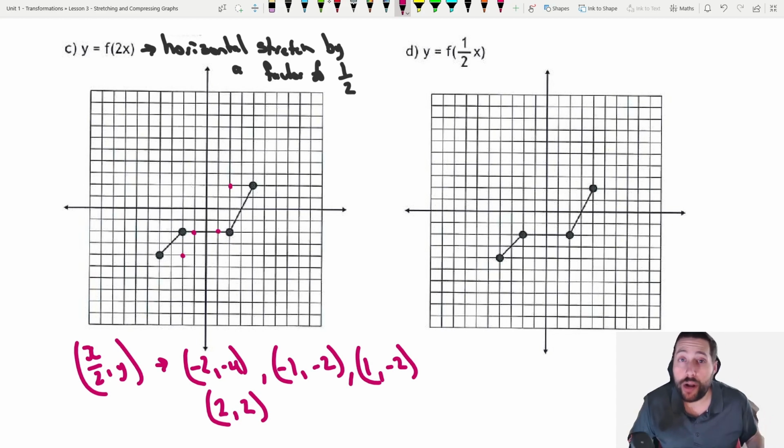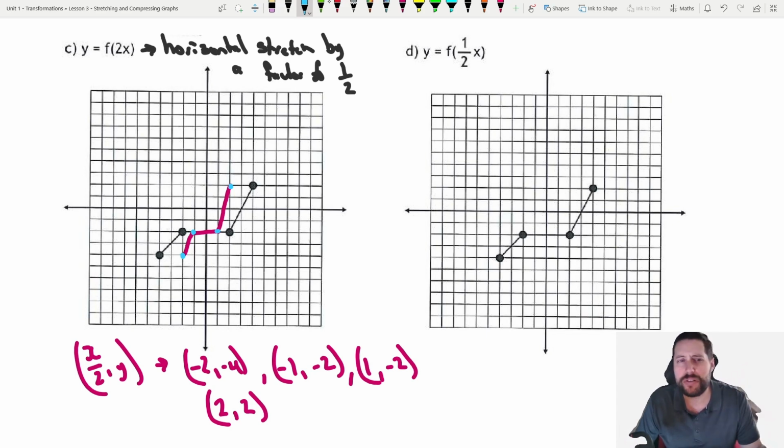Okay, so we have gone ahead and plotted out these points. Let's graph this. So it's going to look like this. Notice how our y values remain the same, but our x values are the ones that have changed. I'm just going to add in these points as well so we can see where our points are. Okay, so there is a horizontal stretch by a factor of 1/2.